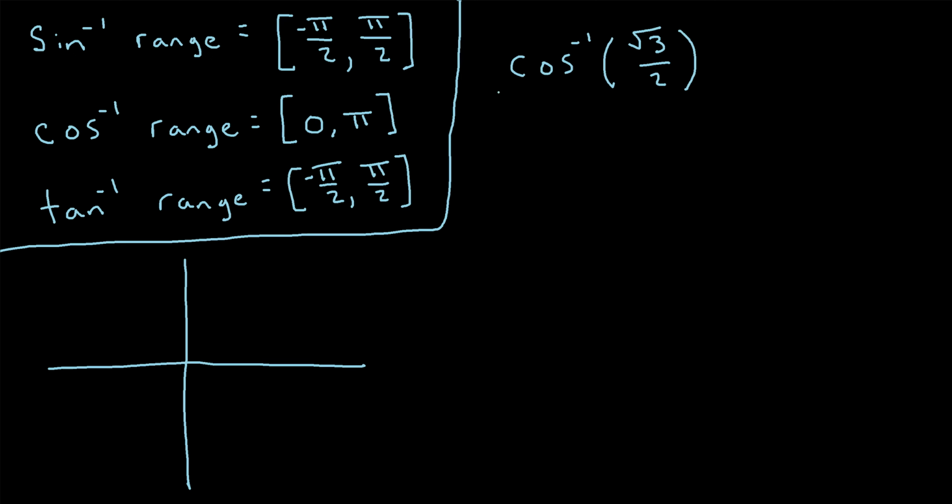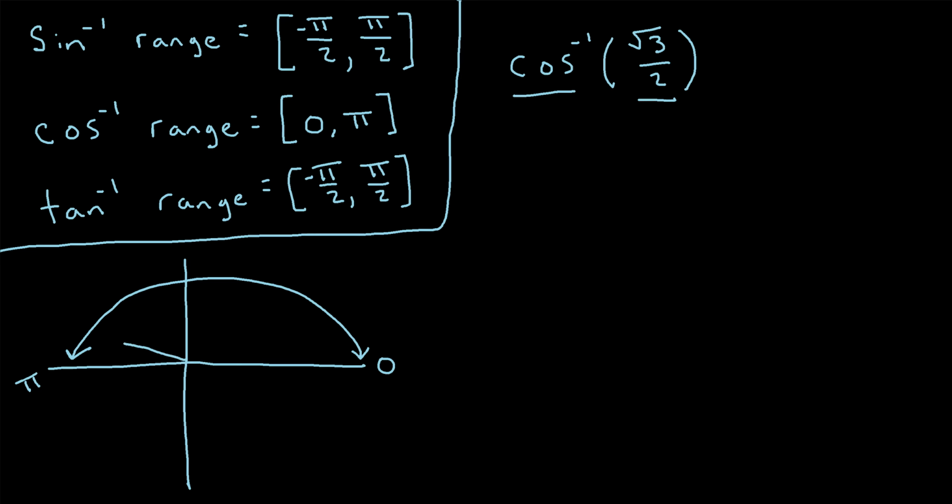All right, let's try another one. Let's find the inverse cosine of square root 3 over 2. So remember, we're really asking ourselves what angle on the unit circle has a cosine value of square root 3 over 2. And remember, for inverse cosine, we're restricting our range from 0 all the way to pi. So this is the only range that we're allowed to consider when we're trying to think what angle has a cosine value of square root 3 over 2.